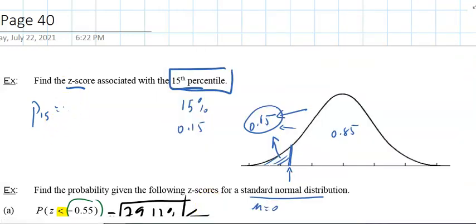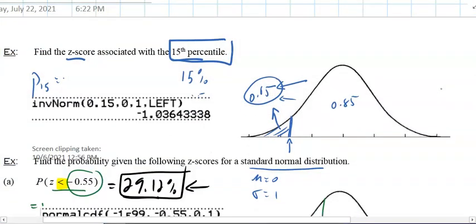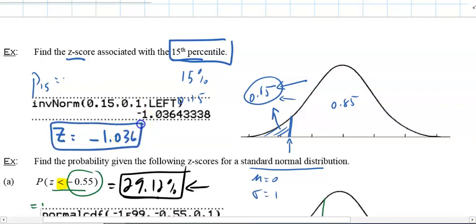This tells me the z-score is negative 1.036. Normally it's 2 decimal places, right? That's what we use, but we could say negative 1.04. Normally the z-score is rounded to 2 decimal places.